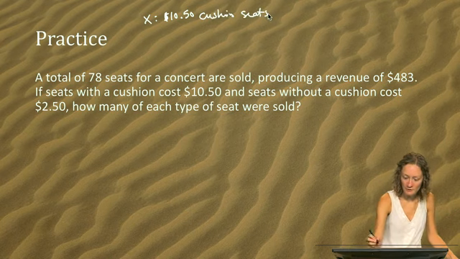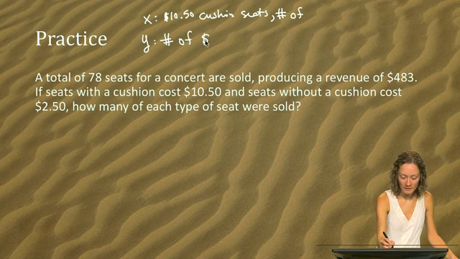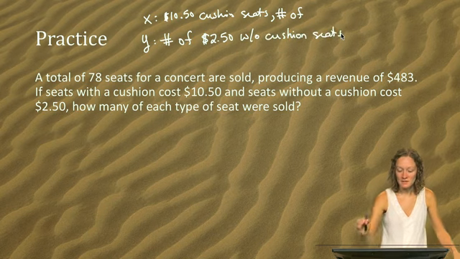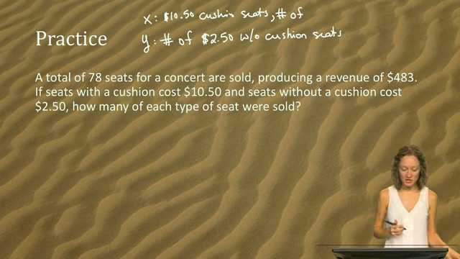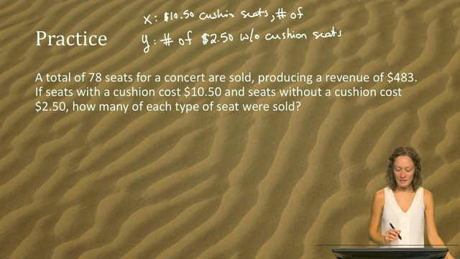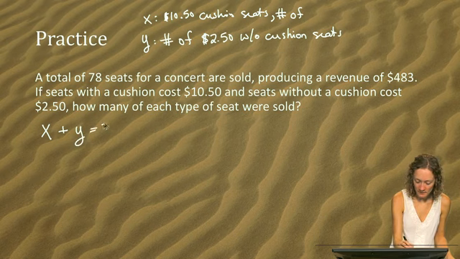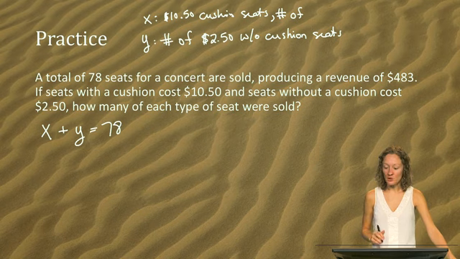We want the number of them and the number of $2.50 without cushion seats. So it's number of seats, cushion or not cushion. So let's use the information to translate. A total of 78 seats were sold. So set it up this way. Producing a revenue of $483.